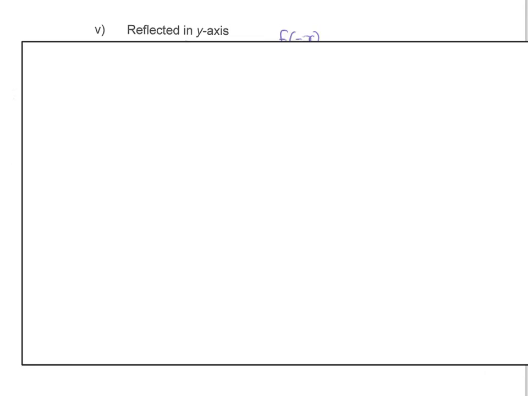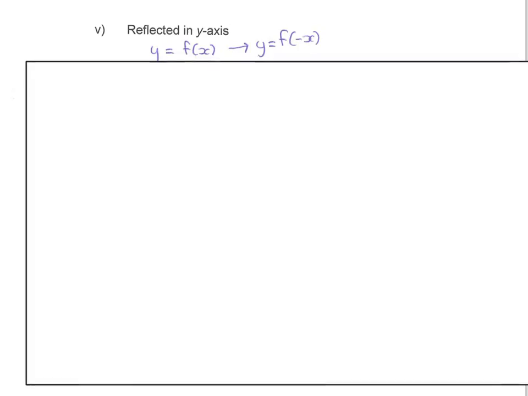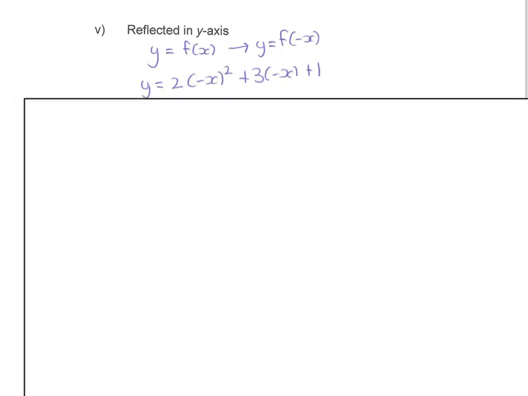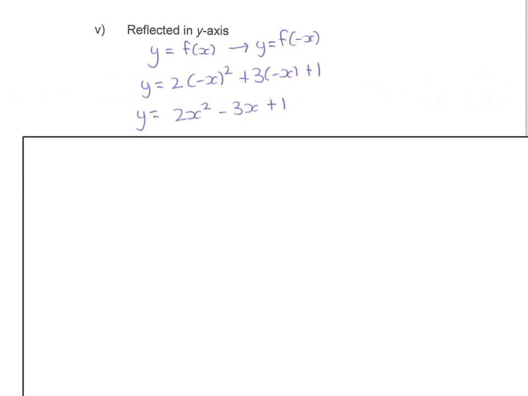Okay, a reflection in the y-axis then for part 5. The original function f of x gets changed to f of minus x. So everywhere you see an x in the equation, replace it with a minus x. As you can see in this line of working out, that's what I've done: x has become minus x. Again, square brackets, multiply through by brackets, and simplify terms. So you get y equals 2x squared minus 3x plus 1 to be the function after it's been reflected in the y-axis.